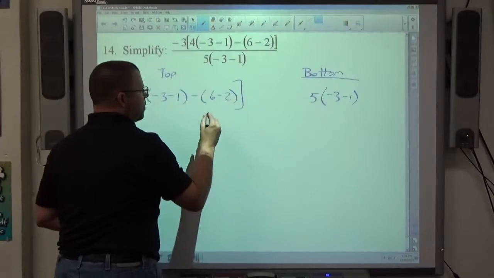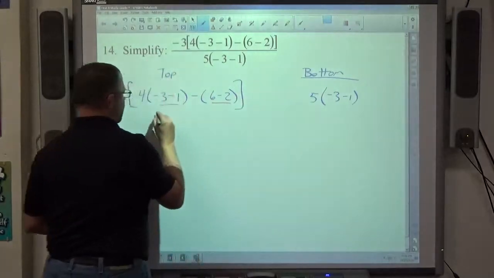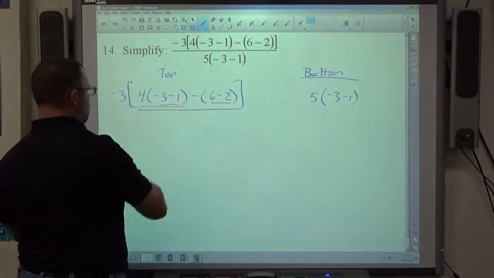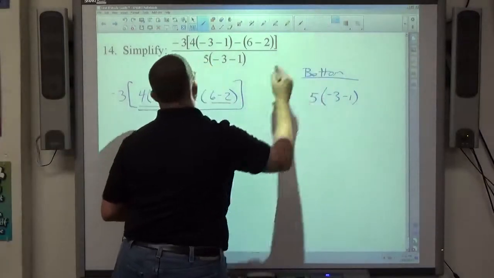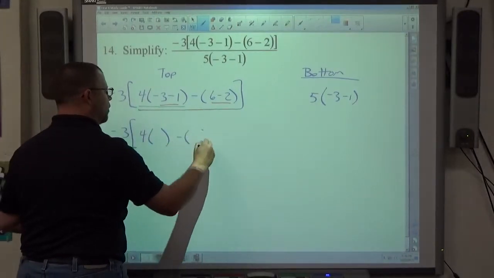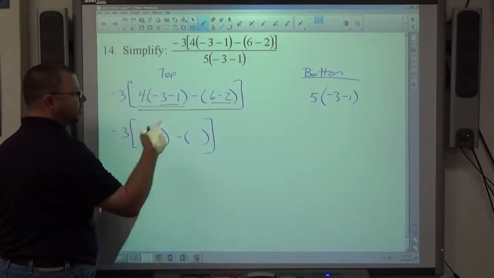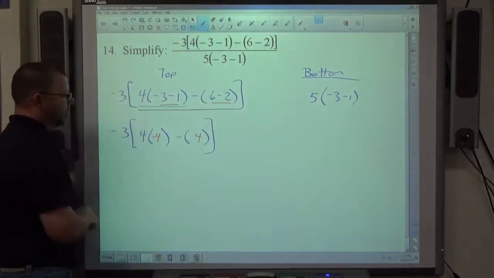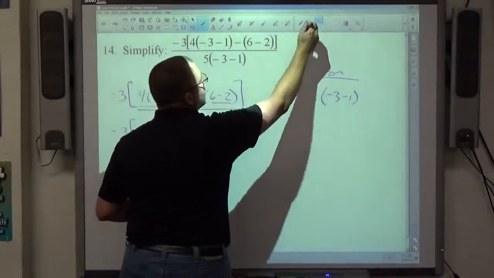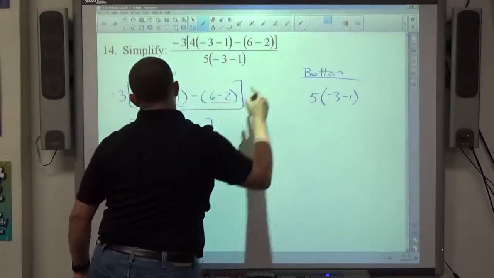As far as the order of operations are concerned, I would start off with these two parentheses. I'd follow that up by doing this product, and I'd follow that up by doing this subtraction, and I'd follow that up by doing the multiplication. That's the order of things that I would do in this case. So I do negative 3 first, bracket 4 parentheses minus parentheses. Within the parentheses, these signs are the same, so I add, bigger number is negative. These signs are different, so I subtract, bigger number is positive. So negative 4 for that, positive 4 for that. Next thing I would do would be negative 3 bracket, and I do this multiplication.